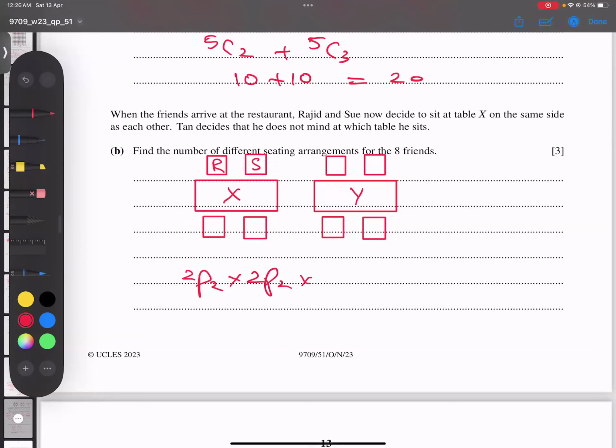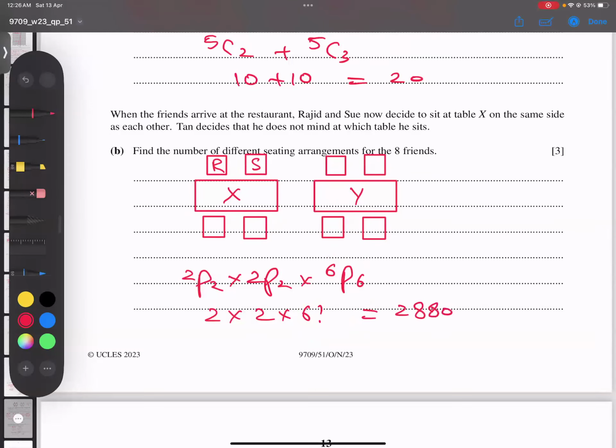And what is 6P6? Because six places are there. Tan can sit anywhere, no restriction, and order is important, so 6P6. And this is 2P2, we can write 2 factorial also, no issue. And 6 factorial can be written as well. And the answer is coming 2880. I believe you got the point clear. Okay, so this is clear.